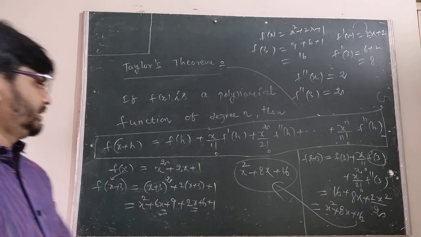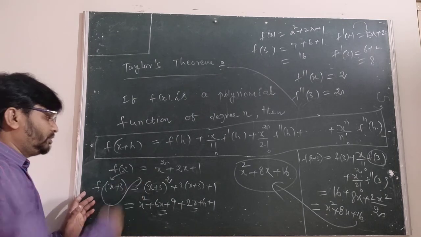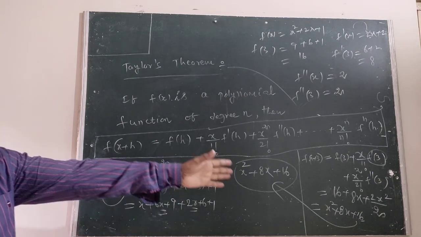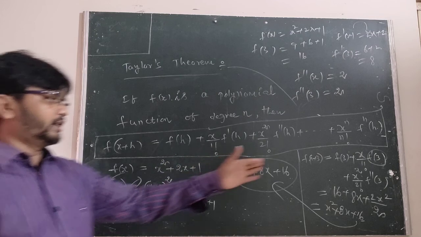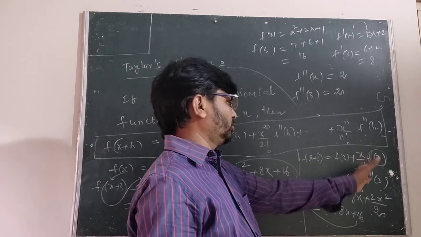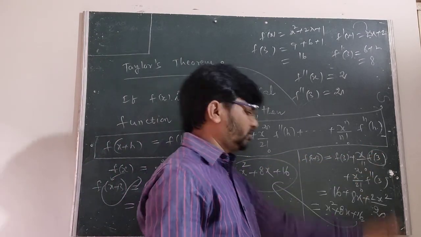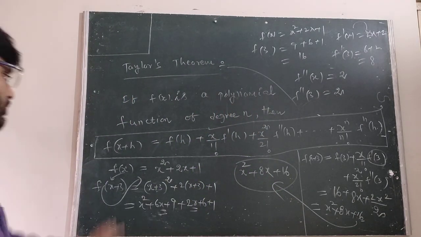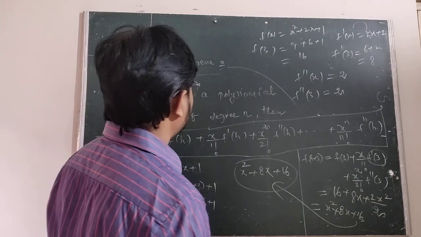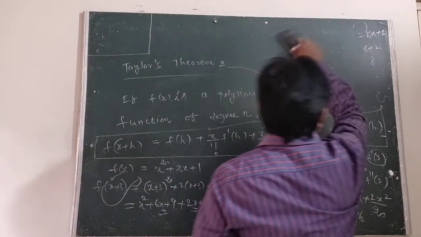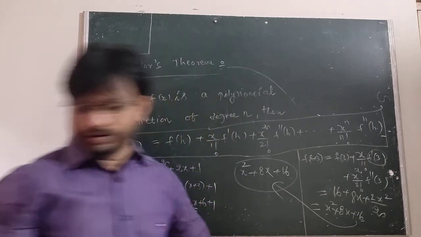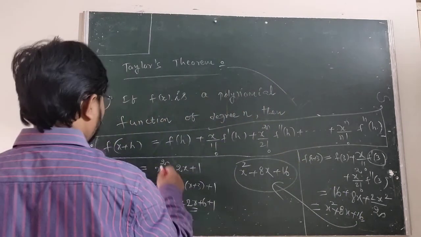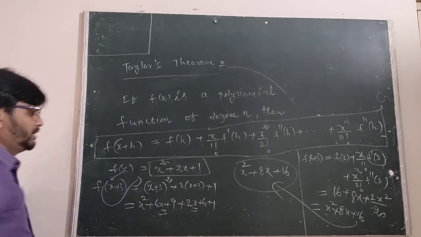So we can write this directly by substitution, but if the degree is 3 or 4 it is difficult. Whereas by the Taylor's theorem, you can write f of 3, x by 1 factorial into f dash of 3, x square by 2 factorial into f double dash of 3. This is the first method, this is the second method. Another method is Horner's method or synthetic division. First we take the coefficients of the given expression.